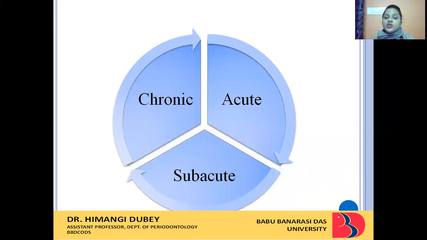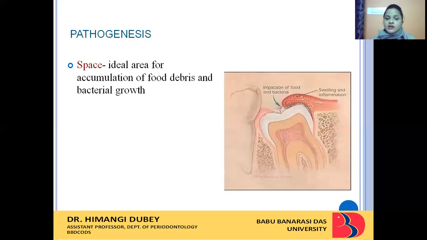Pericoronitis may be acute, subacute, and chronic. The pathogenesis: the partially erupted or impacted mandibular third molar is the most common site of pericoronitis. The space between the crown of the tooth and the overlying gingival flap is an ideal area for accumulation of food debris and bacterial growth.